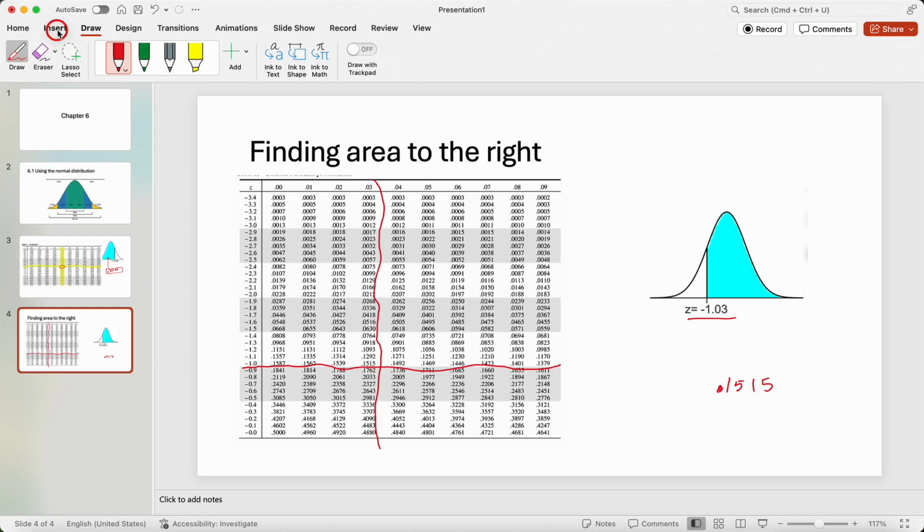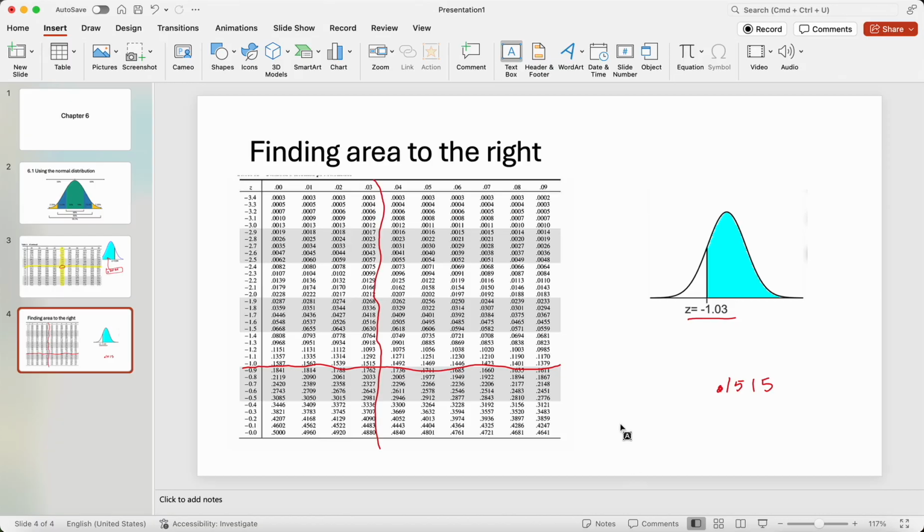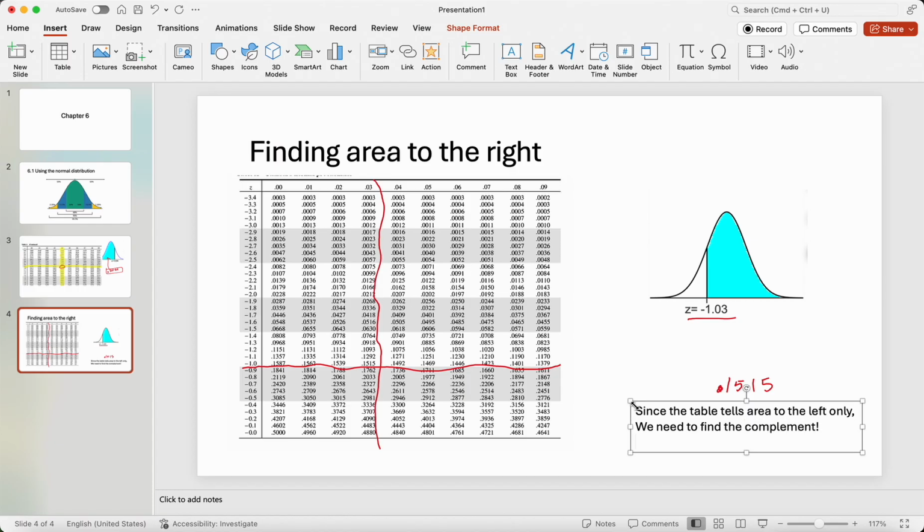But here's where we then need to make a note. Since the table tells area to the left only, we need to find the complement. Alright, so 1 minus 0.1515, and it just so turns out that that's going to be 0.8485. So there we go.